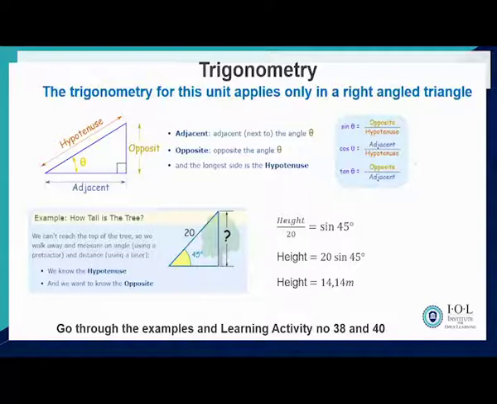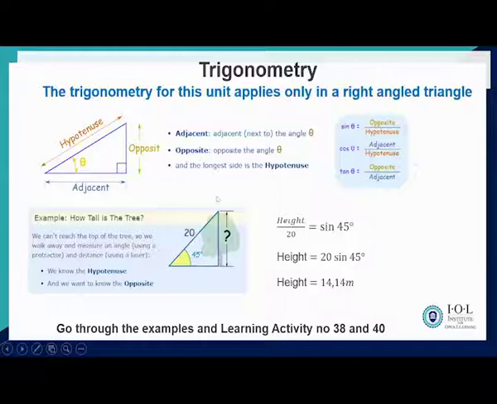Now the ratio of the different sides. We've got opposite on adjacent, opposite on hypotenuse, and adjacent on hypotenuse. And you have to know this, learn this. Sin theta is opposite on hypotenuse, like there on the screen. Cos theta is adjacent on hypotenuse, and tan theta is opposite on adjacent. You have to know this, otherwise you will not be able to figure out the questions.